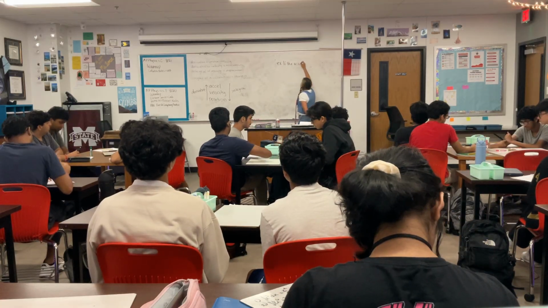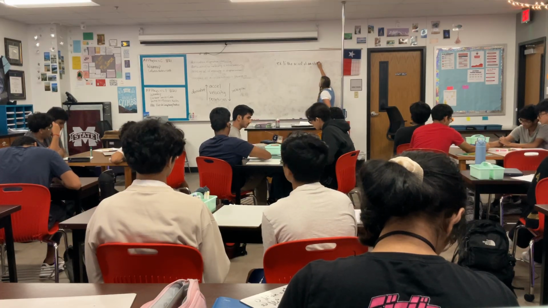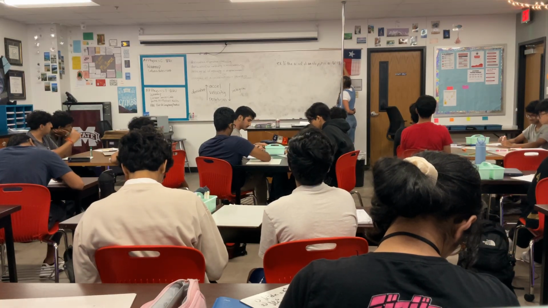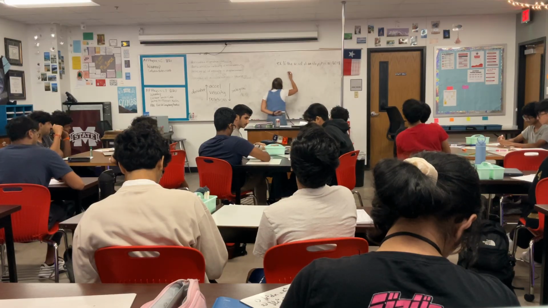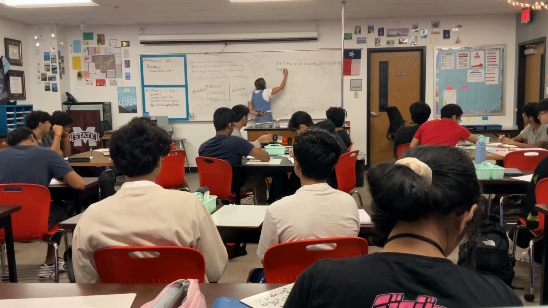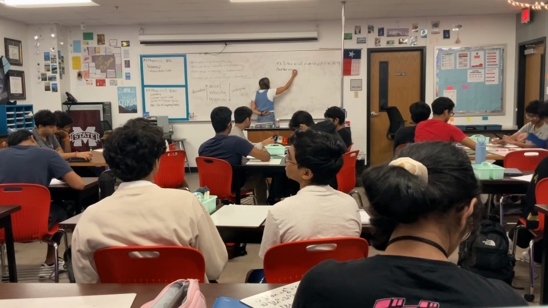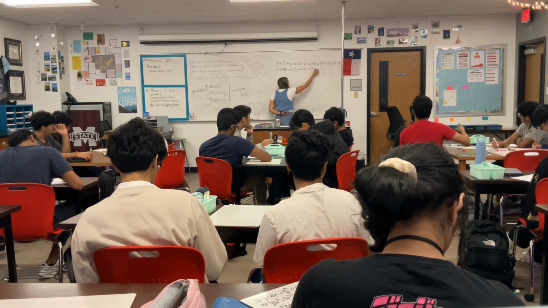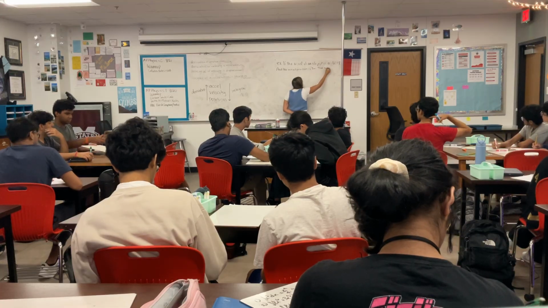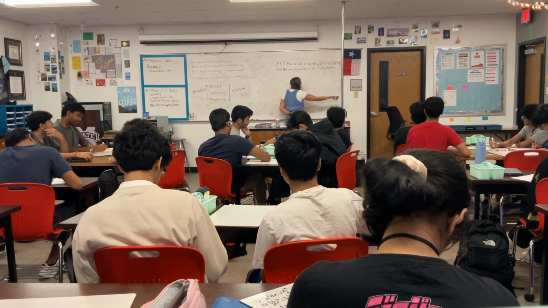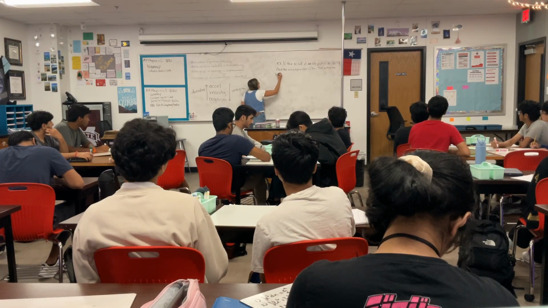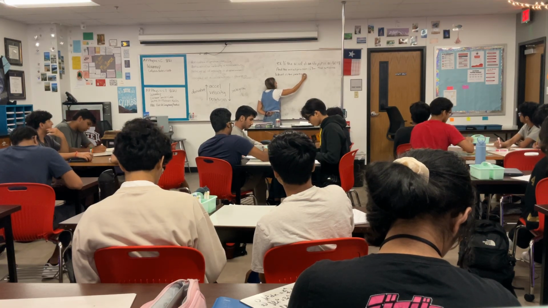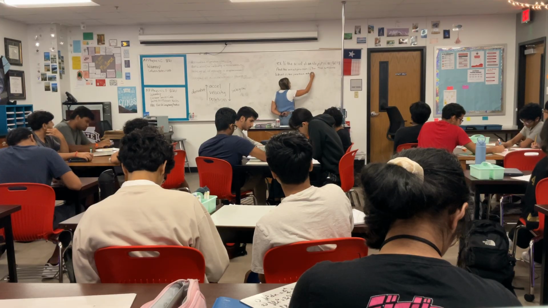If the acceleration of an object is a equals negative 6t plus 8, and the initial position is 3 meters, the initial velocity is 12 meters per second. What is the position at 10 seconds?